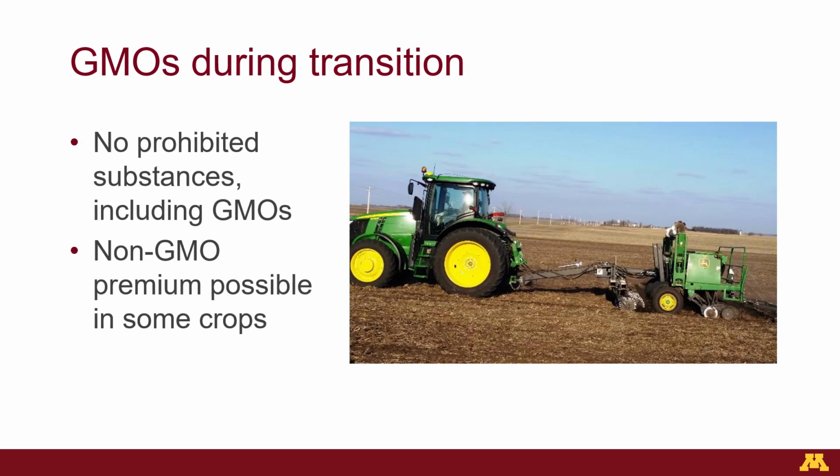During the 36-month transition period prior to organic certification, producers must use organic practices, including non-GMO seeds and inputs, but they do not receive organic premiums. Some buyers offer a non-GMO premium, especially for crops such as soybean and corn. As a result, when you are transitioning new land from conventional to organic, it is important not only to avoid using GMOs yourself, but to prevent contamination from other sources, as we will discuss in the next slides.